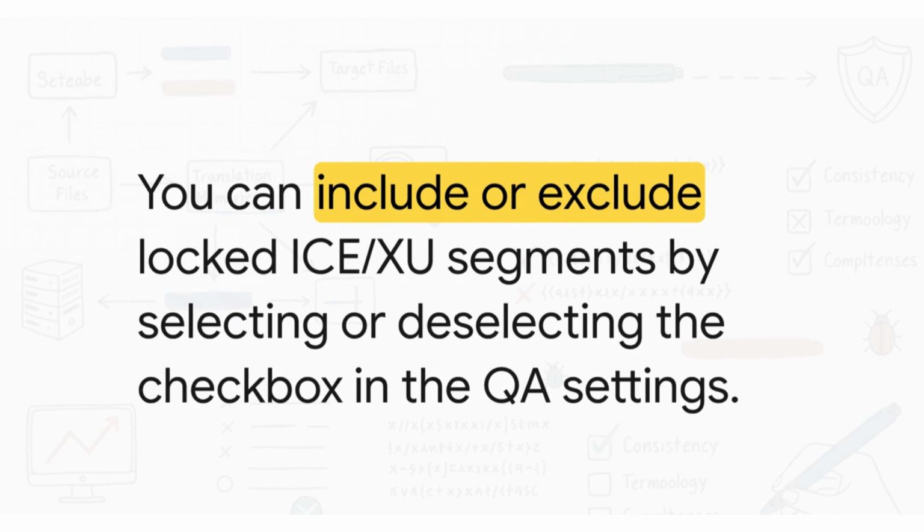And this is powerful. If you really trust your translation memory, you can uncheck this box. Xbench will then skip all those locked segments, which speeds up the process and lets you focus only on the new or edited content. It's a great way to be more efficient.